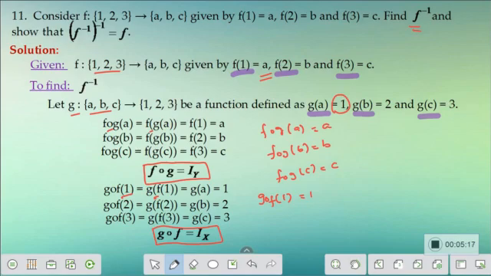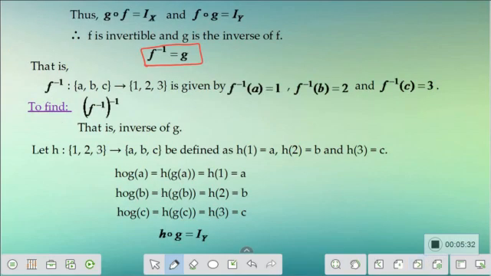So f inverse is nothing but a function from the set containing elements a, b, c to the set containing elements 1, 2, 3. So this is done. Now the next step is we need to find the inverse of this f inverse. That means we have to find the inverse of the function g. So let us define, instead of g, let us put it in the form of f inverse.